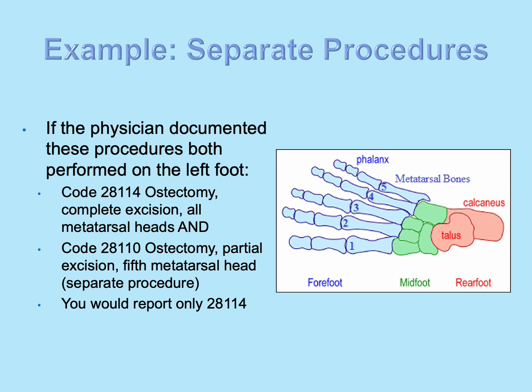Okay, on the other hand, if a physician documented these procedures both performed on the left foot, 28114, ostectomy, complete excision, all metatarsal heads, all 5, and 28110, partial excision, 5th metatarsal head. Well, the 5th is included in all, right? All is 1, 2, 3, 4, 5, and 5th is 5. So in this case, you report only 28114. Okay. So you're not going to report the separate procedure code this time.